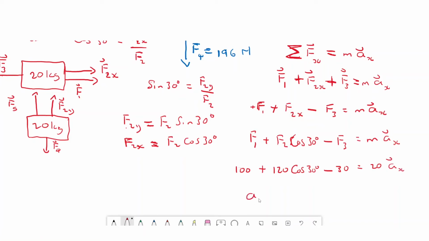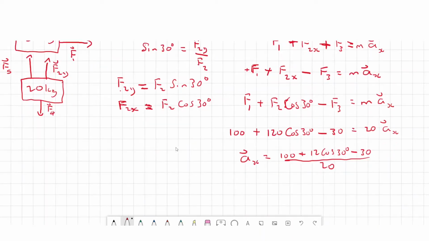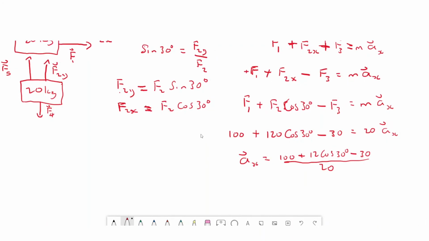So which means that my acceleration in the x direction is just going to be 100 plus 120 cos of theta 30 minus 30 newtons. You divide everything by 20. I'm doing these steps because when I skip steps, some students, from my experience, get confused and say they're lost. So sometimes I'll try not to skip steps here, but generally I would just skip these steps and go from here to the final answer. You're allowed to do that.